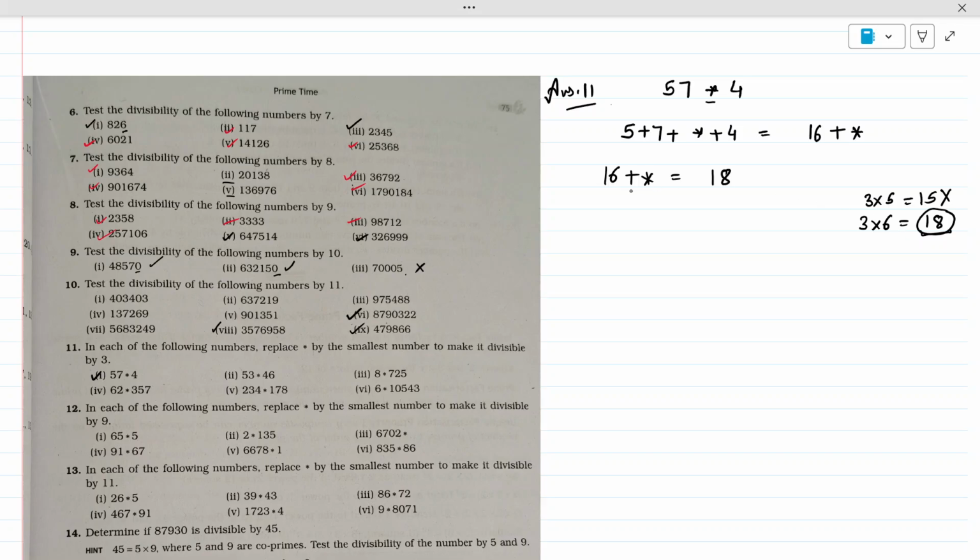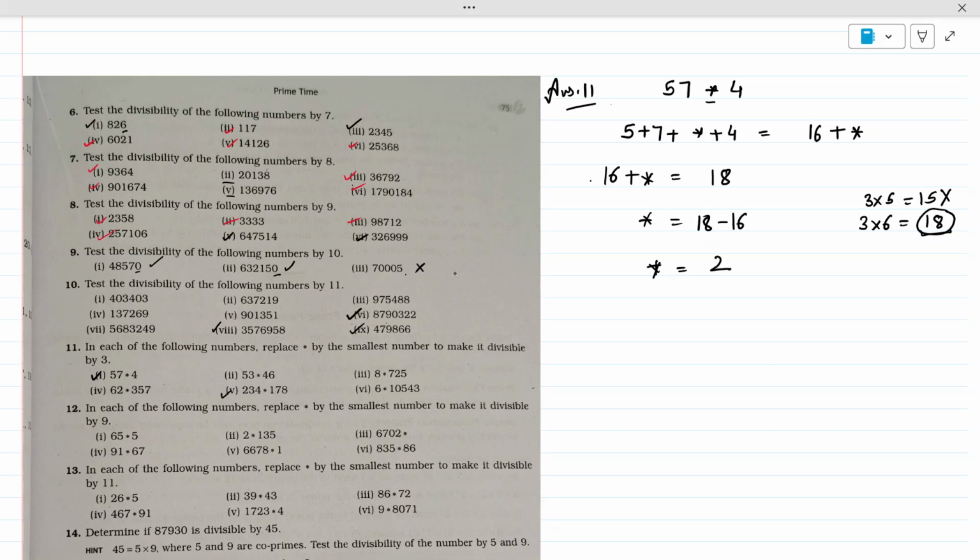Right? So what we have to add here is 18 minus 16. We will move 16 to the right hand side of the equal sign. It was plus here, it will become minus here. So the value of this star will be 2. If I add 2 to this, I will get 18. So this number should be 2 here. In a similar way, we have to do all these questions.